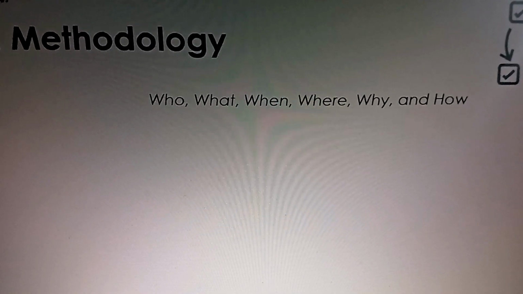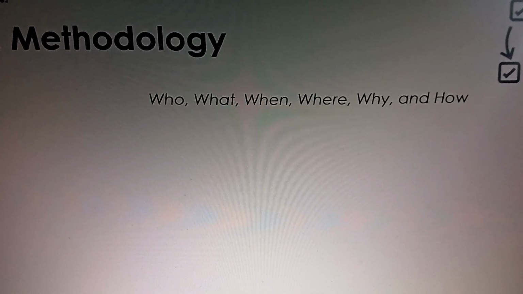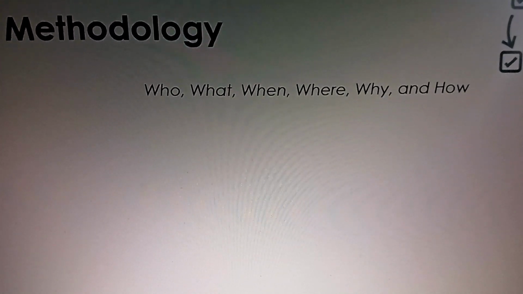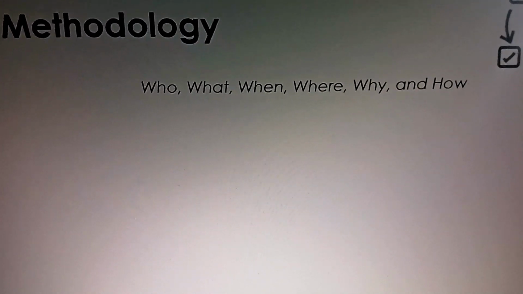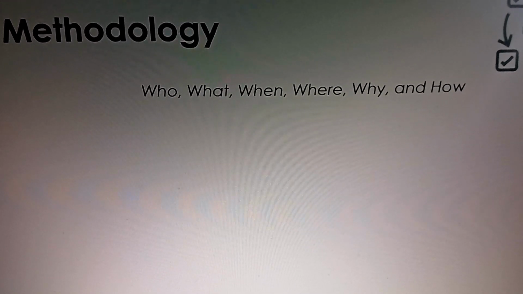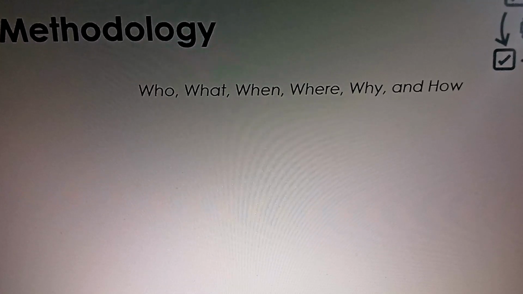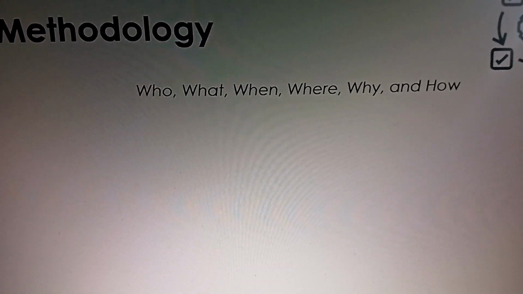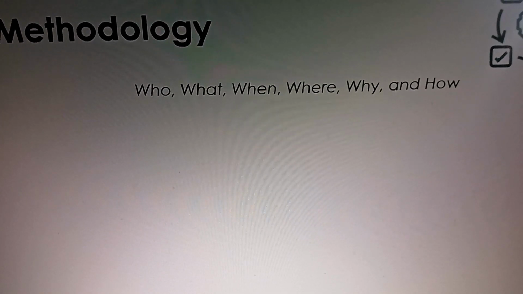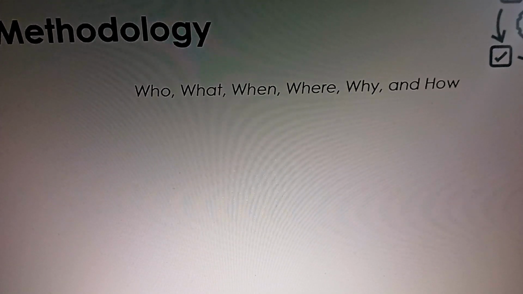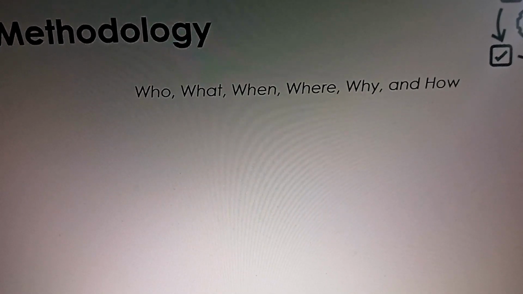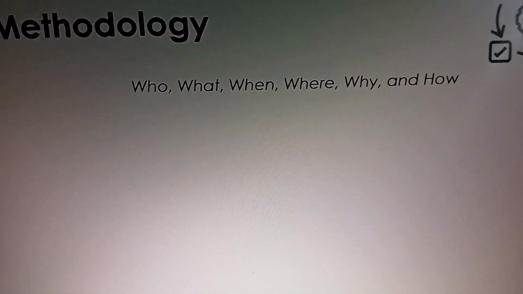Coming to the methodology, there is a concept called 5W and 1H. The 5W are: who are the participants or patients you are going to study, what you want to study, when you want to study, where is the location, be it a community, hospital or laboratory, and why you want to study, that's the rationale. And how you are going to study, whether you are going to do instrumentation, collect blood, assess their intervention, or give an injection.